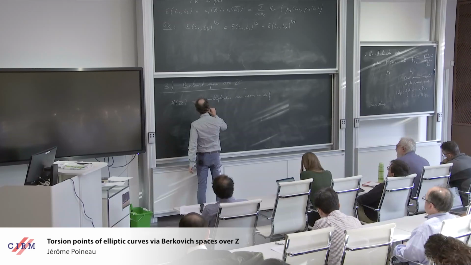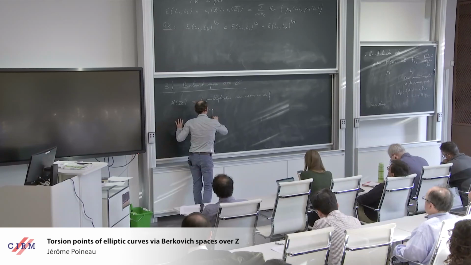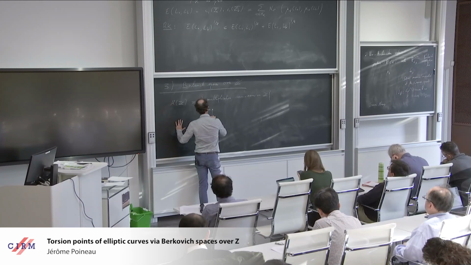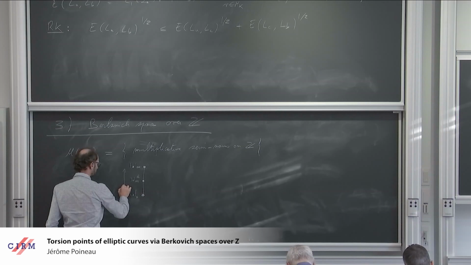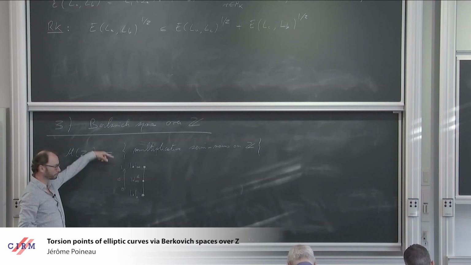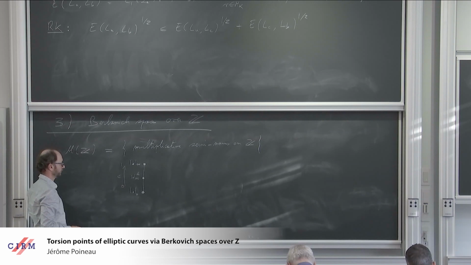And the nice thing is that you can interpolate between the two of them just by raising the usual absolute value to some power epsilon between 0 and 1. That's epsilon. You cannot go beyond, otherwise you're going to lose the triangle inequality, as you can check easily. And okay, so that's the Archimedean part.